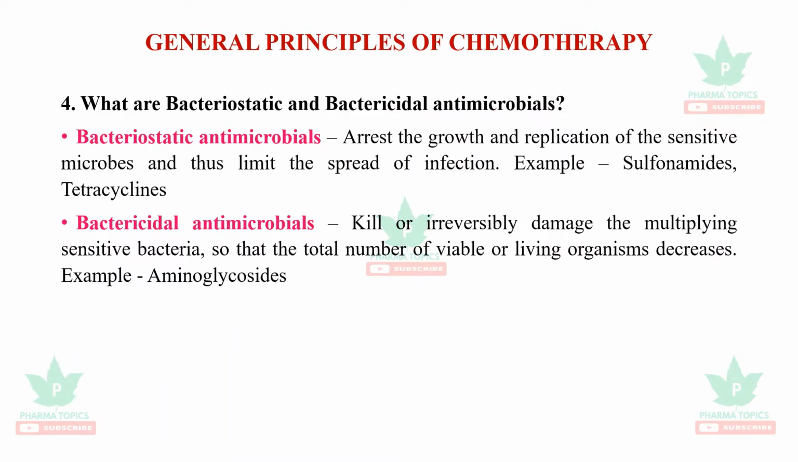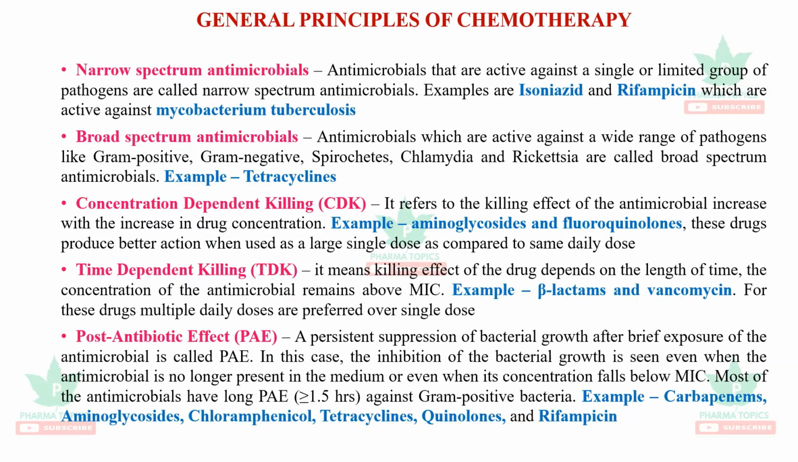What is bacteriostatic and bactericidal? Bacteriostatic antimicrobials arrest the growth and replication of sensitive microbes and thus limit the spread of infection. Example, sulfonamides, tetracyclines. Bactericidal antimicrobials kill or irreversibly damage the multiplying sensitive bacteria so that the number of viable or living organism count decreases. Example, aminoglycosides.